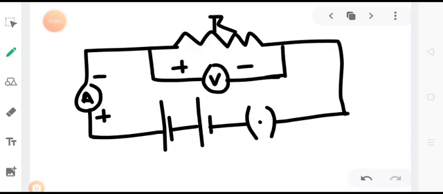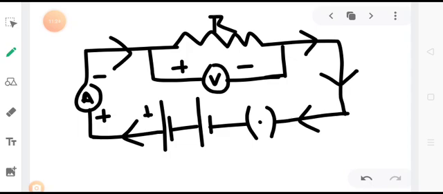mark the terminals. Now, before completing the circuit diagram, we have to ensure that we have indicated the direction of flow of current. So the current is flowing from the positive terminal to the negative terminal. So this is a very simple circuit diagram.